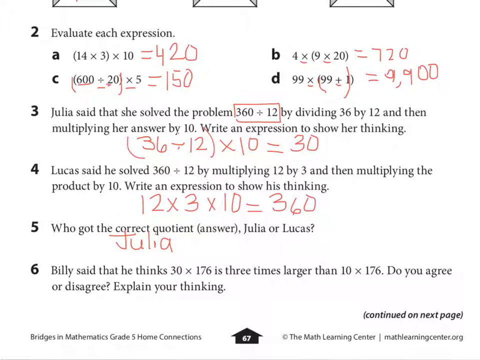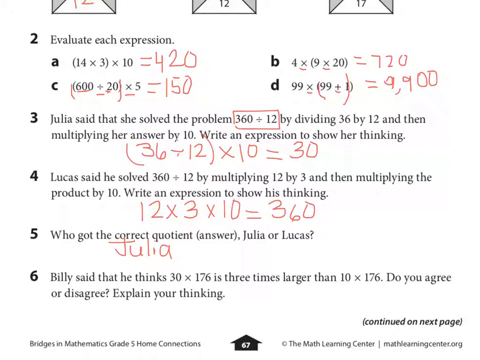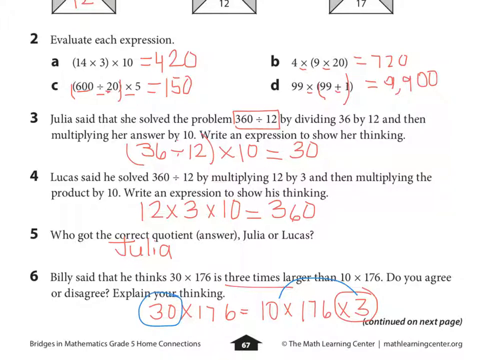So here we need to think, is 30 times 176 the same as 10 times 176 times 3? Are those two sides equal? Because that's what 3 times is. It's times 3. And yes, it is equal because 3 times 10 is the same as 30. And then we have the multiply by 176 on both sides. So yes, Billy is correct. And then you need to explain your thinking on your paper.